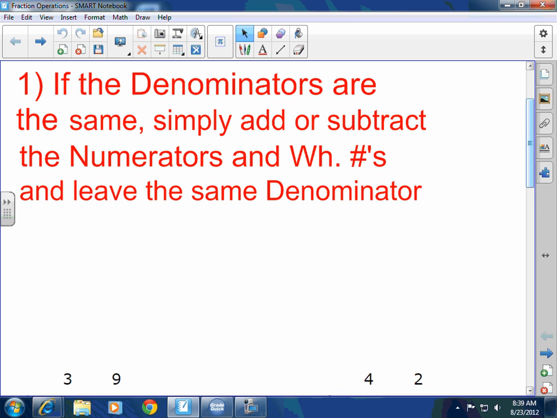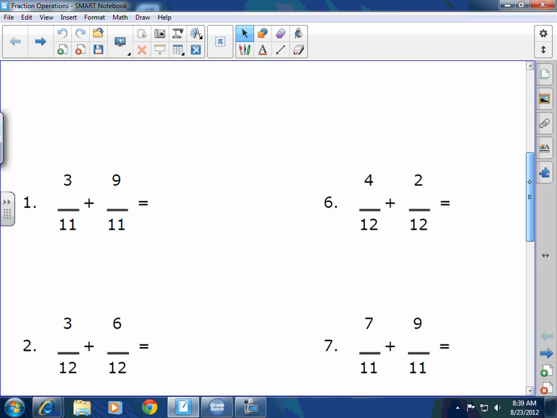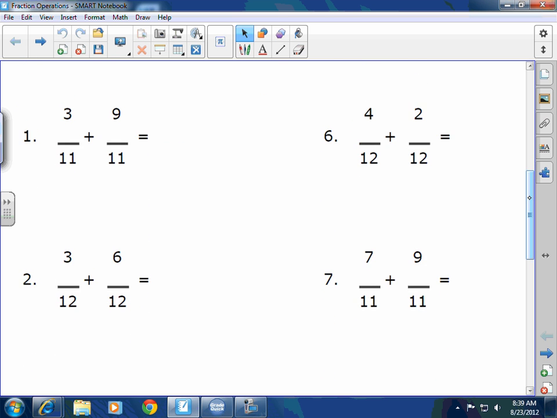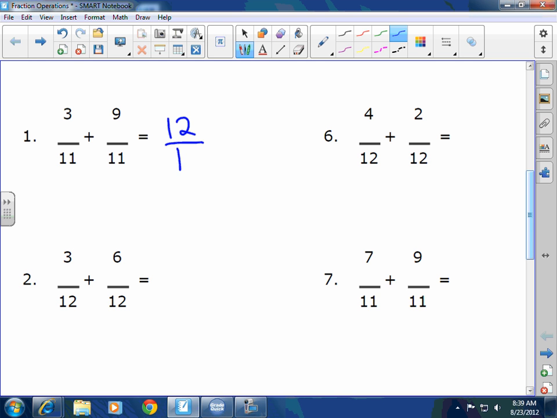So, let's do a little bit of practice here. Should be pretty easy. I got 3/11 plus 9/11. Same denominator. What do we got? 12/11. Very good. Now, that's an improper fraction. If you guys remember, an improper fraction is when the numerator is larger than the denominator. How do we change that? How do we turn it into a mixed number, sir? Okay, he says that the mixed number is going to be 1 and 1/11.